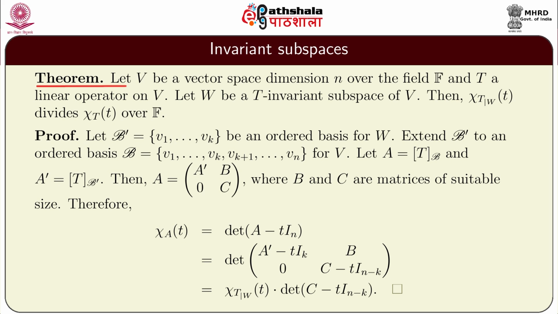Theorem: let V be a vector space of dimension n over the field F and T a linear operator on V. Let W be a T invariant subspace of V. Then if we look at the operator T restricted to W, the characteristic polynomial chi of T restricted to W divides the characteristic polynomial chi T over the field F. W is a T invariant subspace, therefore by definition T of W is contained in W, and that is why T restricted to W is indeed a linear operator on W. So this characteristic polynomial of T restricted to W makes sense.